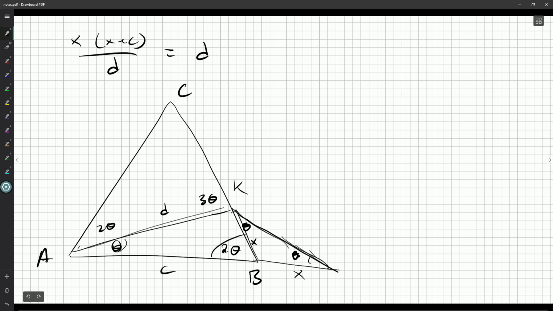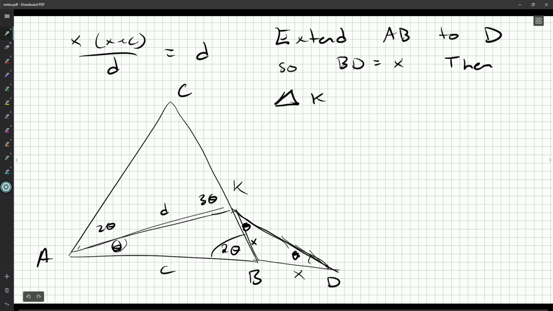What's this length here? So here's what I'm going to do. I'm going to start actually writing this up. So let's say extend, we'll call this point D. Extend AB to D so that BD is equal to x. Then triangle KBD is isosceles. And you can always refer back to your pictures. You can say as shown.